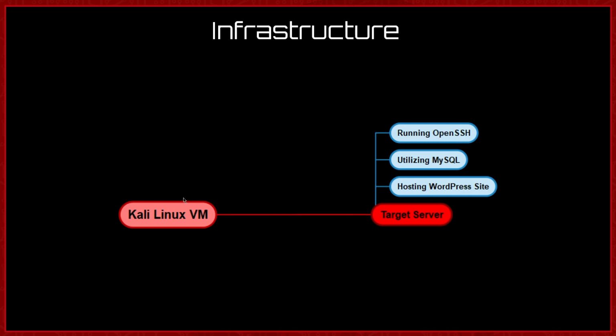As you can see, this is our infrastructure. It's fairly simple. The scenario is that we have identified the website or the web server that hosts the website for our target company. The target server is hosting a WordPress site. It's utilizing MySQL because WordPress is a content management system that requires a database. And in this case, the database of choice is MySQL. And it's also running OpenSSH and has the SSH port open to allow for authentication to the Linux server.